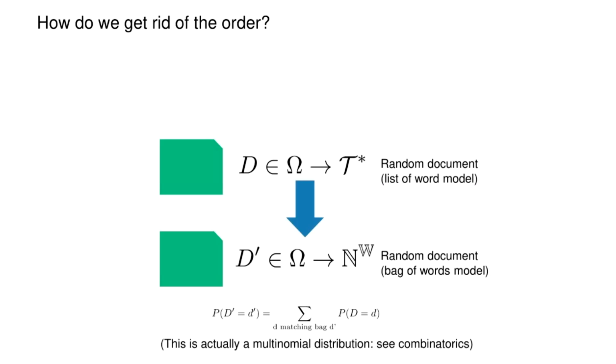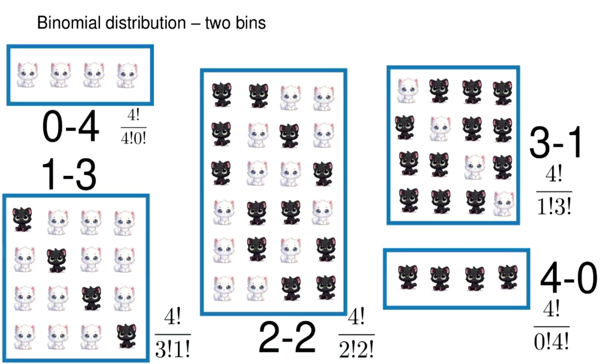But in fact, this is a multinomial distribution. Who has ever seen a multinomial distribution? Who has never seen a multinomial distribution? That's great, I'll introduce you to it. Who has seen a binomial distribution? That might be a bit more famous, yeah. But the multinomial one actually generalizes it. But we'll look at the details of that. Here it is.